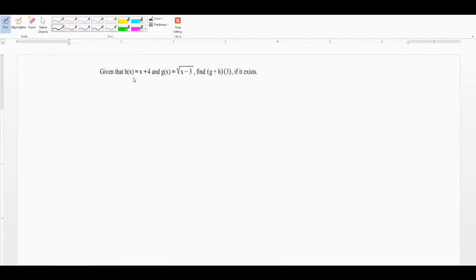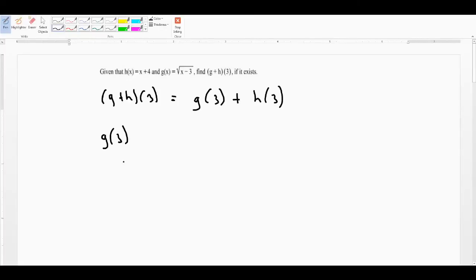This time we're given two functions, h of x, which is x plus 4, and g of x, which is the square root of x minus 3. Now what we want to do is find g plus h of 3. Now g plus h of 3, there's no multiplication here. None, it's just notation. This is actually the same thing as g of 3 plus h of 3. So what you might want to do is think of it as three different problems. You want to find g of 3 first, and then h of 3, and then you want to add those two together to find the final result.